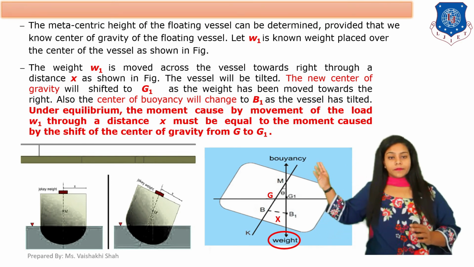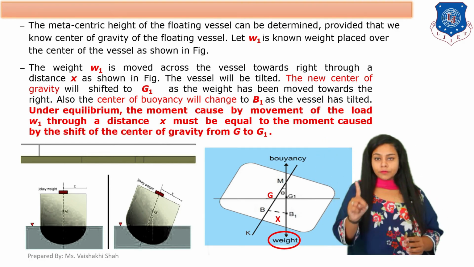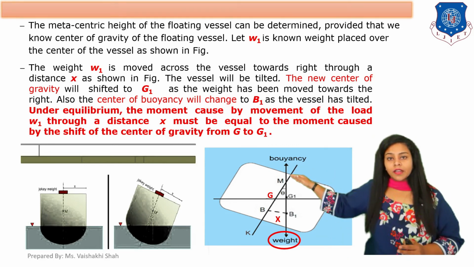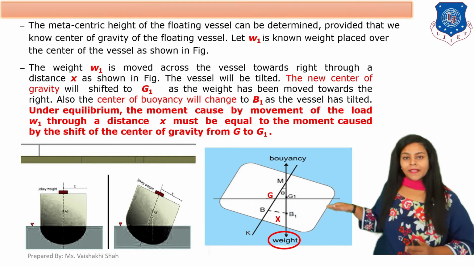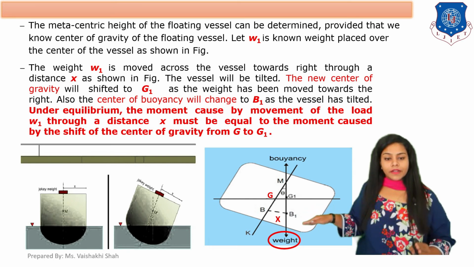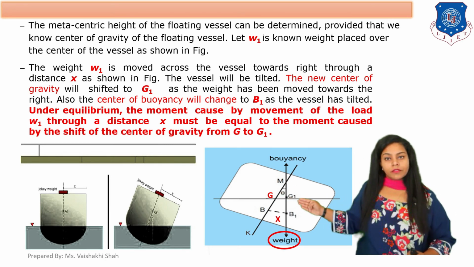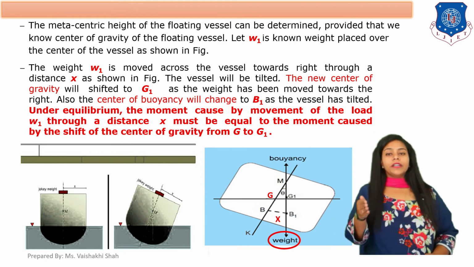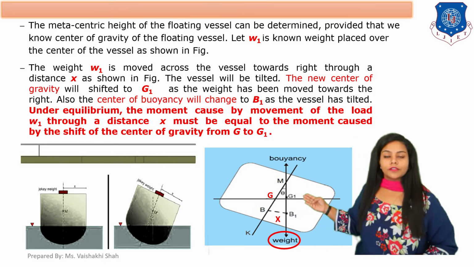Now this statement indicates that there are two moments. The first moment is generated due to shifting of the weight W1. The second moment is generated due to shifting of the center of gravity from G to G1. So there are two moments generated here: the first due to shifting of the weight and the second due to shifting of the center of gravity.